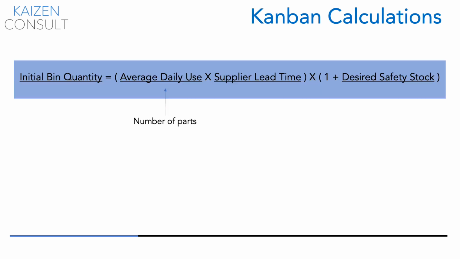Here are a couple of calculations you need to do for your Kanban system. First, the initial bin quantity, which is the first order you want to make to your supplier before using your Kanban system on your inventory. It is equal to the average daily use in parts or units, multiplied by the supplier lead time, then multiplied by 1 plus the safety stock you wish to have.